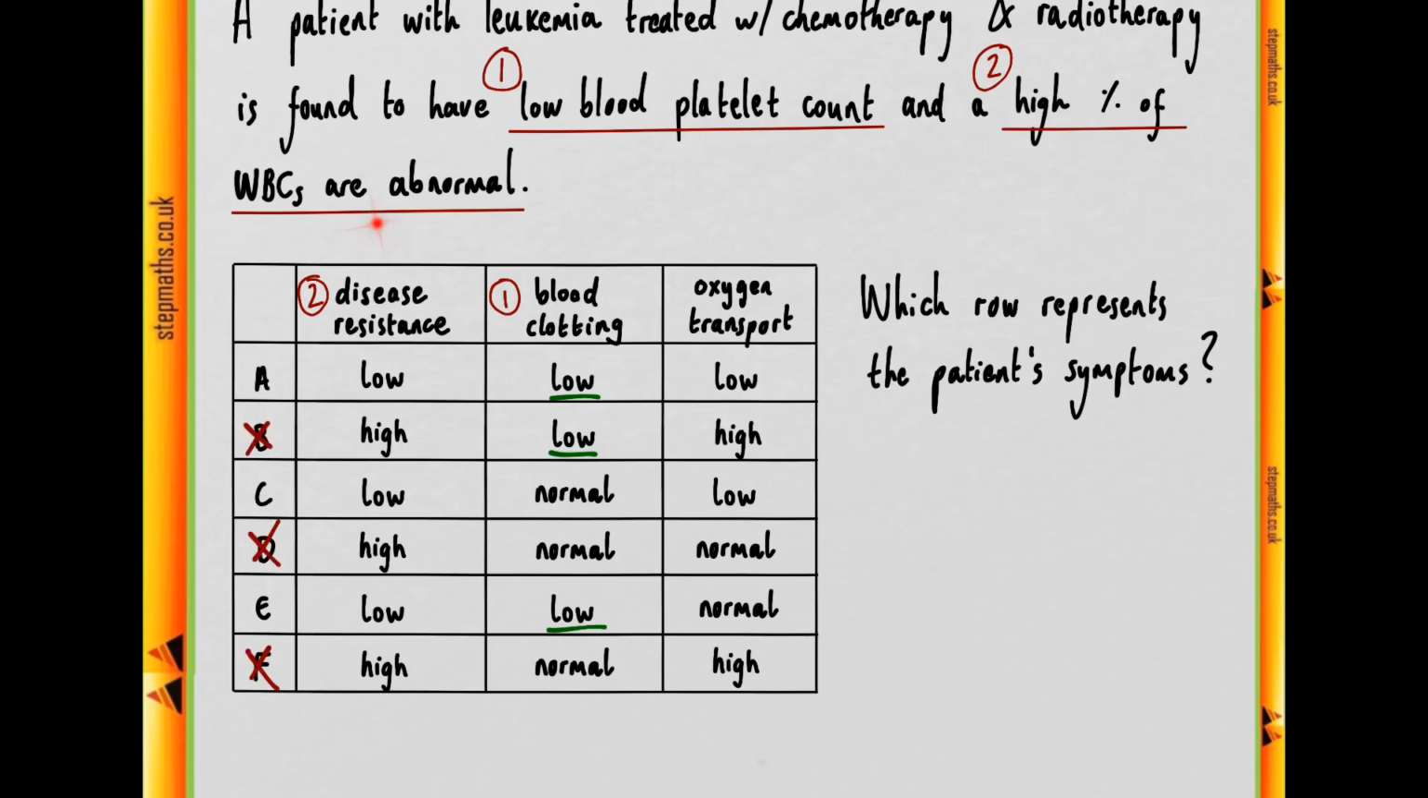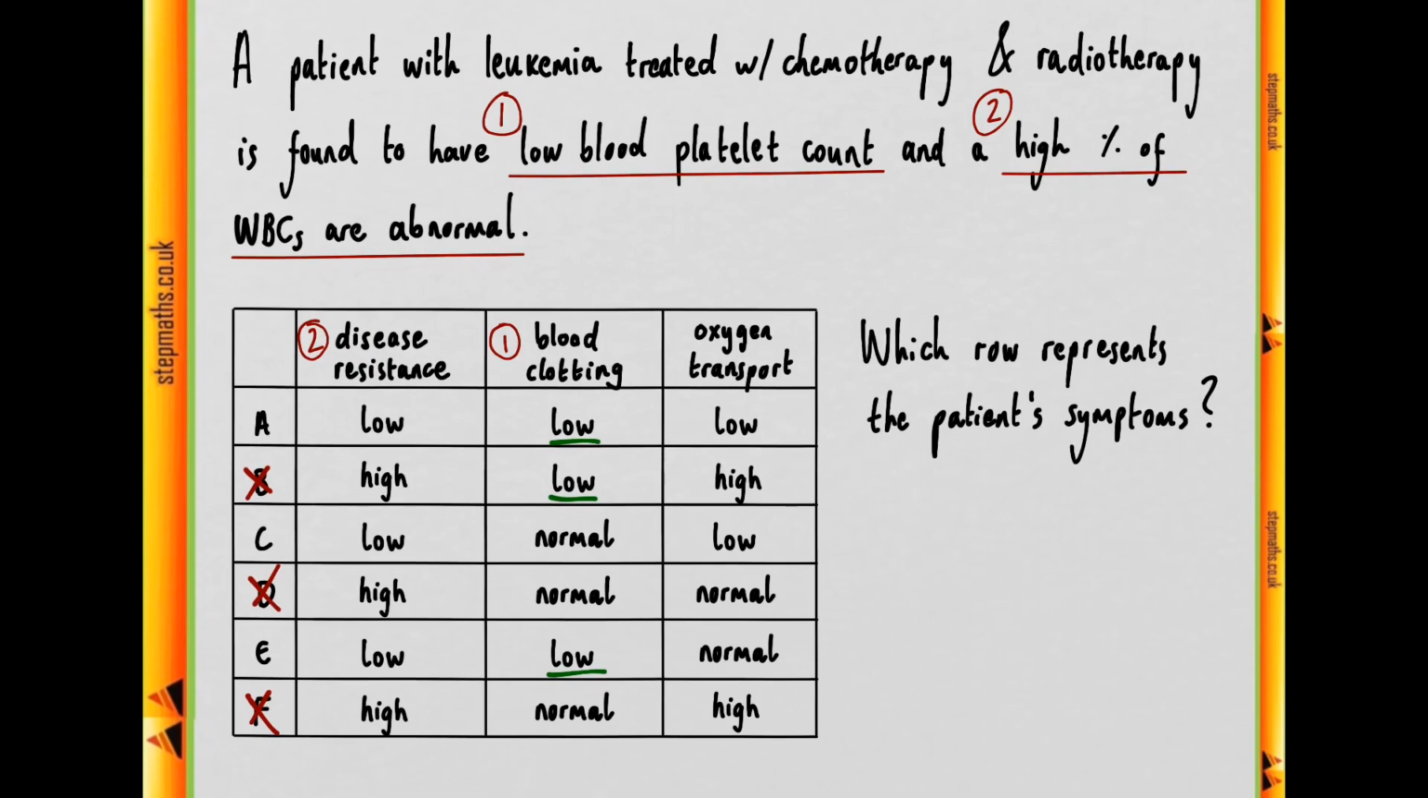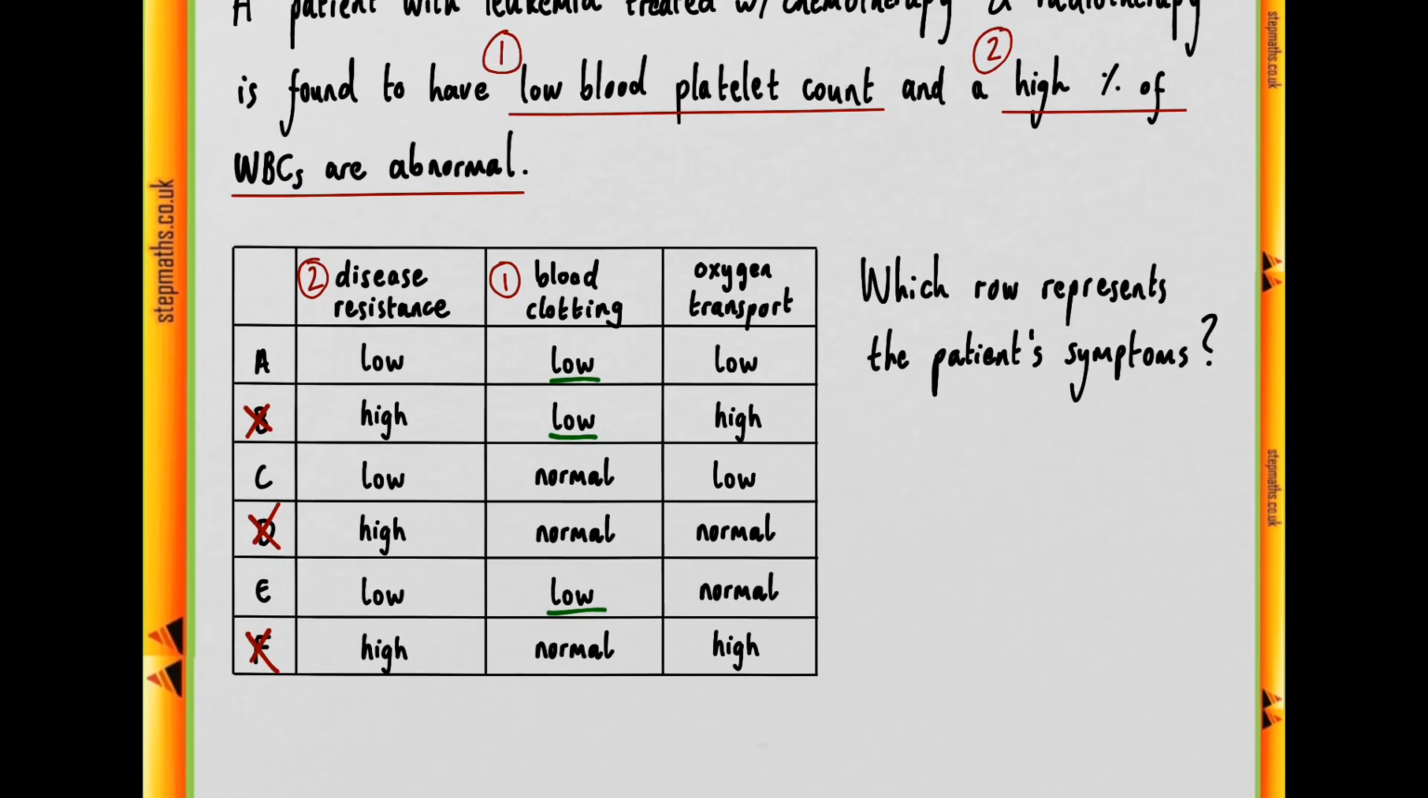Moving on to disease resistance, if we have a high proportion of white blood cells being abnormal, then that means that we'll have lower disease resistance, since these white blood cells won't be able to fight infections or diseases in the same way that normal white blood cells would. So we can eliminate those which aren't low, and that leaves us with options A and E, the rows A and E.